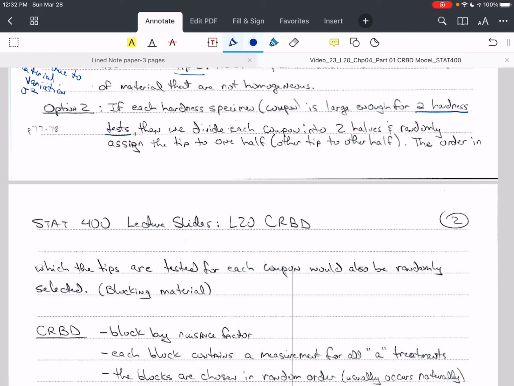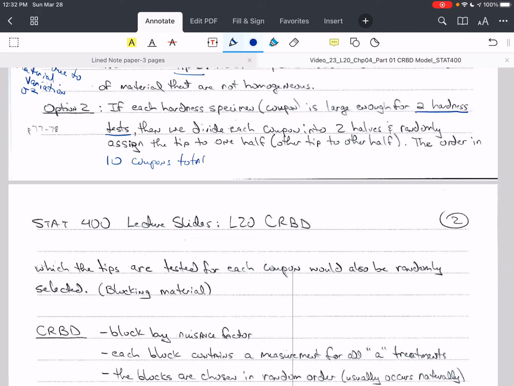So again, the solution is to block by material. And what we'll do is we'll test each tip on each coupon. And so now we only need 10 coupons. Okay, so 10 coupons total. And it doesn't take a lot of area for us to be able to test hardness. So this means that we can use the same size coupons we were planning to before, but now we only need 10 of them instead of 20. Okay? So each block contains the measurements of both tips, or treatments.